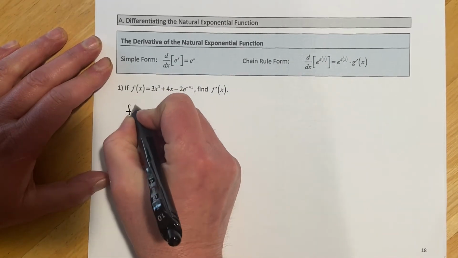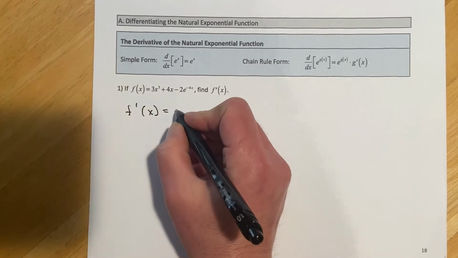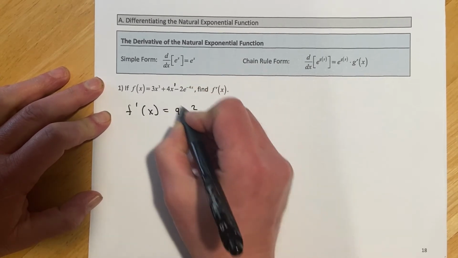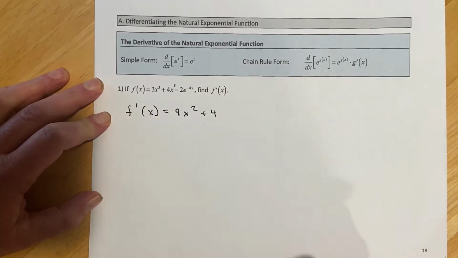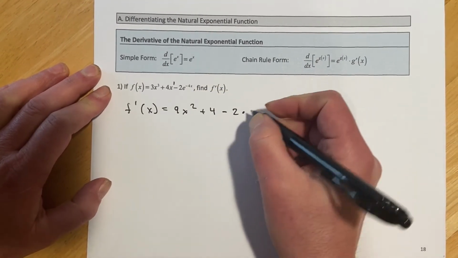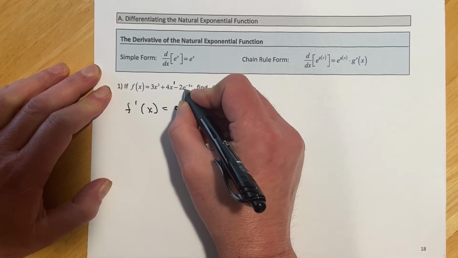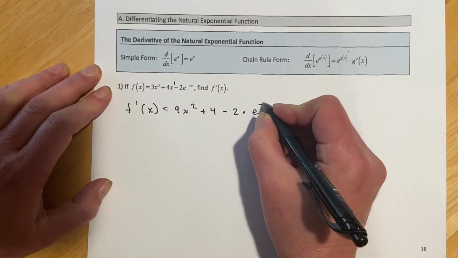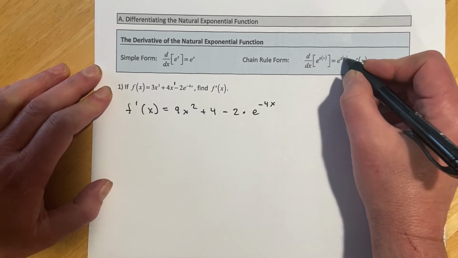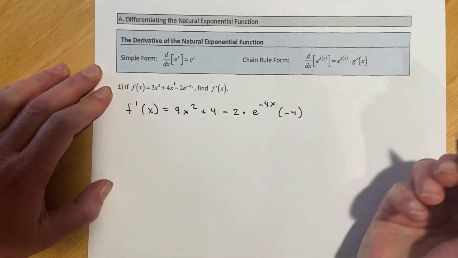So here we're just going to have f prime of x. So 3 times 3, that's going to give us 9x, and take 1 off, so squared. And then 1 times 4 will be a plus 4 right there. And then I'm just going to write down the -2 for now. And then we'll get the original function back, so that's this e to the -4x. And then that will be times the derivative of the exponent, so the derivative of -4x. So then that will be times a -4.